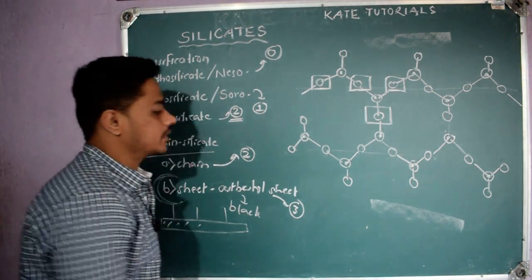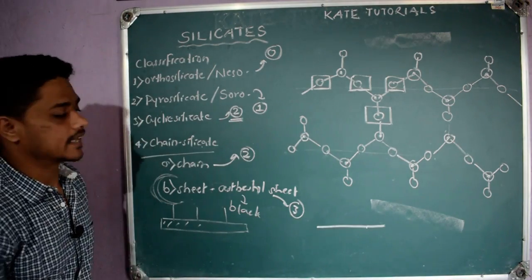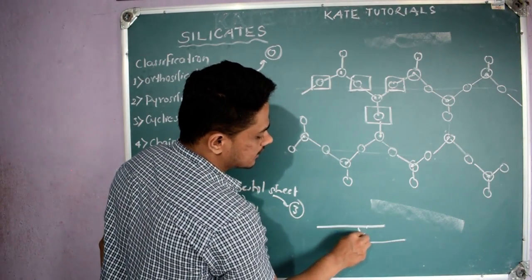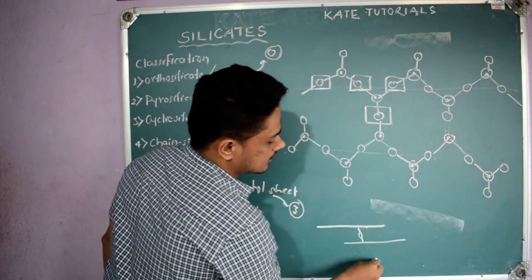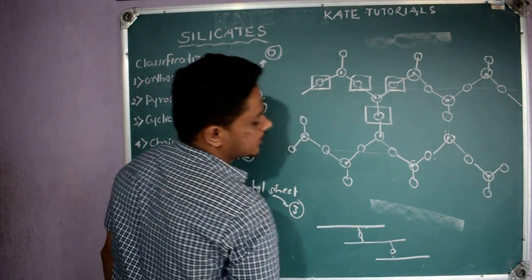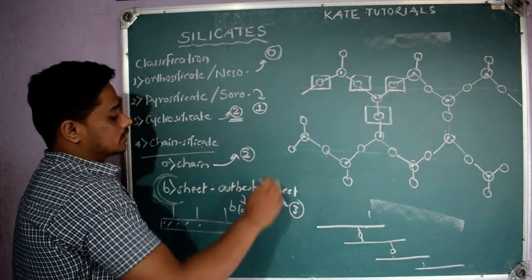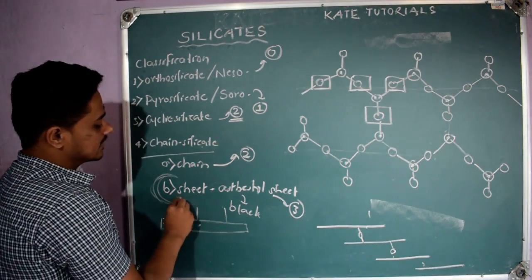So how will it happen? If it is the simple chain silicate, in sheet silicate 2 chain silicates will be there. So there will be some oxygen linkage like this. Again there will be 1 more chain like this, and here again this linkage will be there. Because of this linkage, a number of chain silicates combine together to form this sheet silicate.